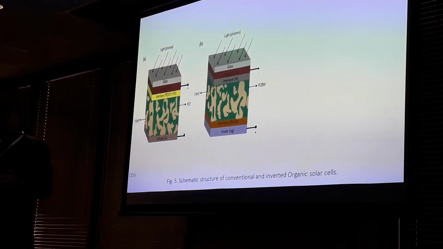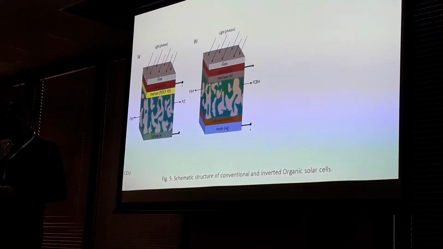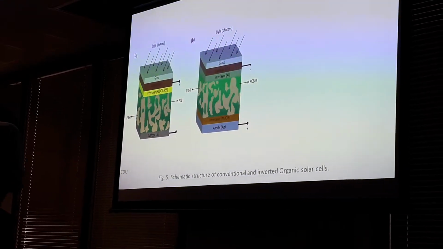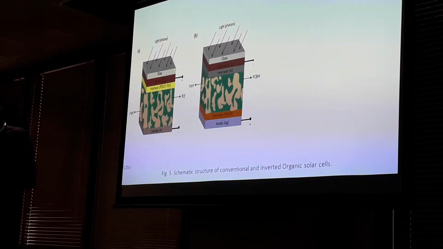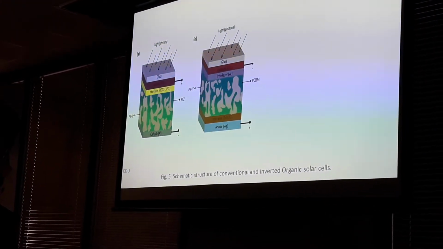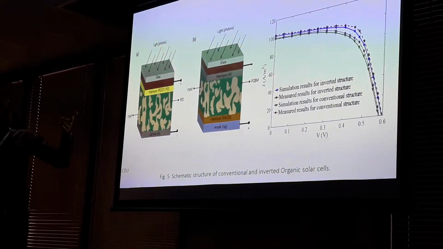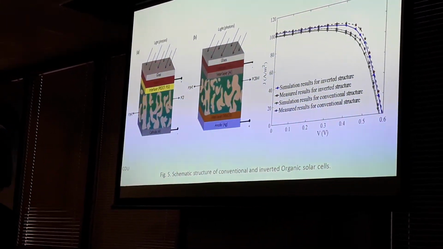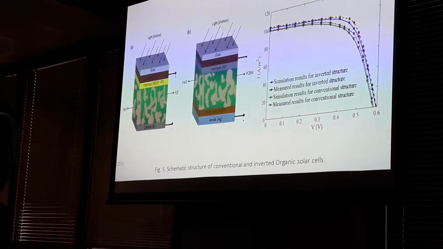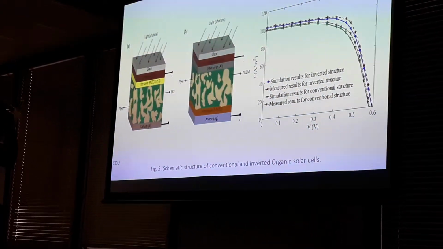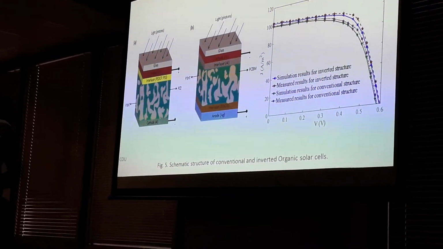In order to compare these two structures, we have simulated organic solar cells by solving the mathematical equations that govern the physics of organic solar cells. And the simulation results have shown that the efficiency of the inverted structure is about 13% higher than the conventional structure.